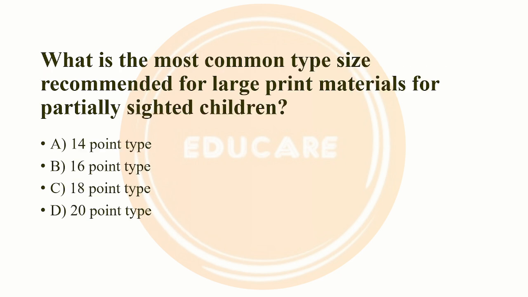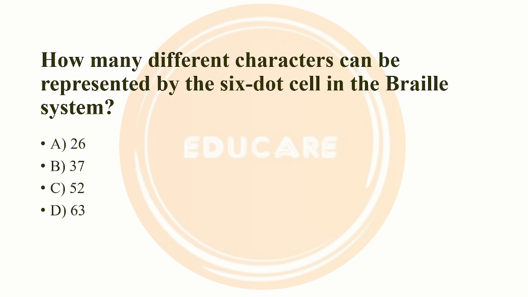Next, what is the most common type size recommended for large print material for partially sighted children? Option: 14 point type, 16 point type, 18 point type, 20 point type. The answer to this question is option C, that is 18 point type.